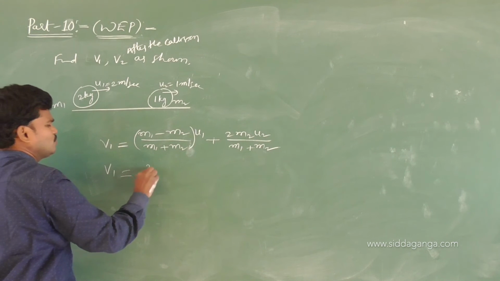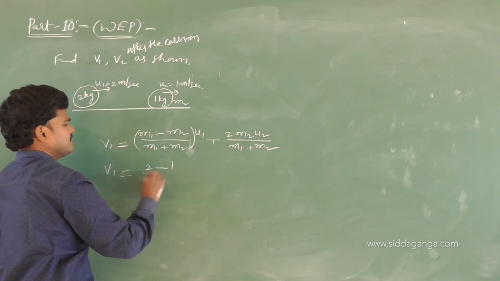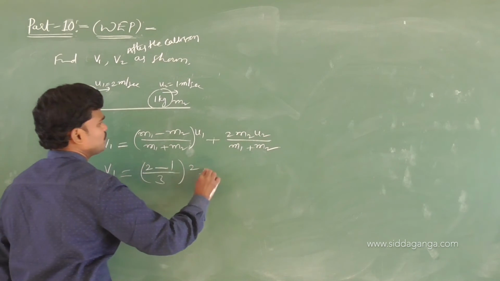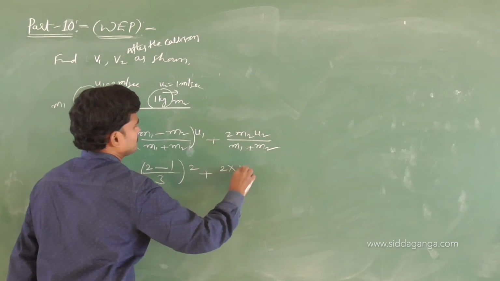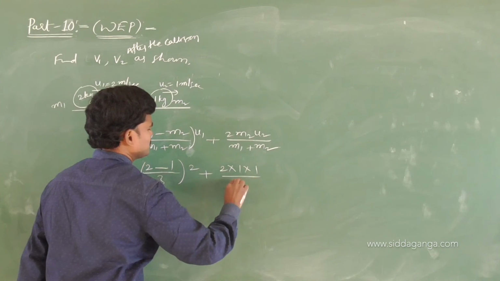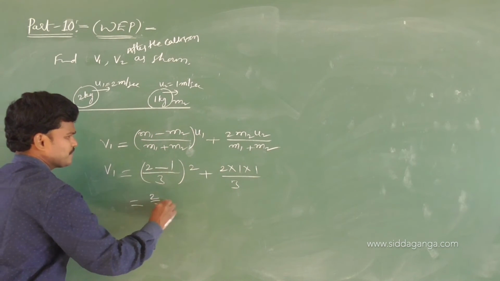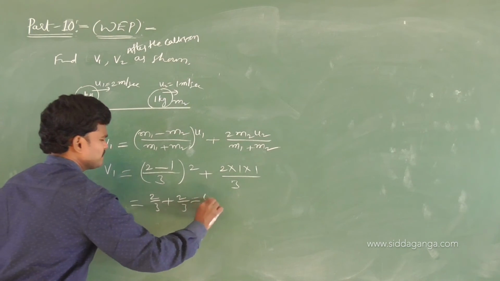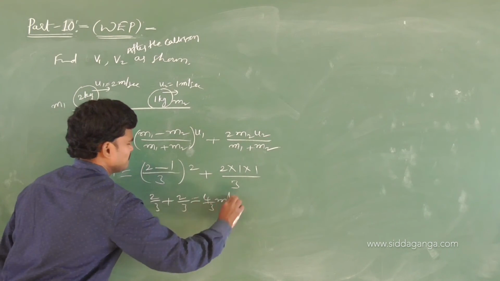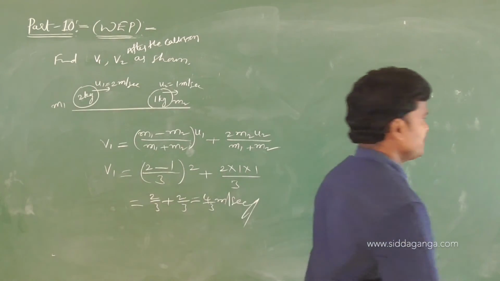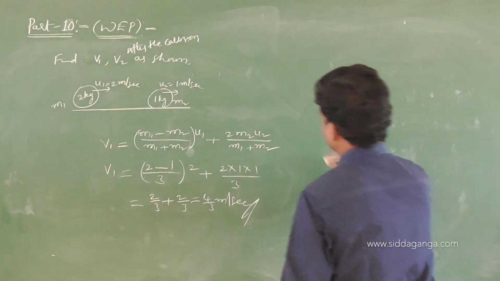So V1 is equals to M1, how much M1? 2. M2 1 kg. M1 plus M2 3. U1 2, 2M2 1, U2 1, 1 plus 2 3. So 2 minus 1, 2 by 3, 2 by 3, 4 by 3 meter per second. Get V2. Do it fast.